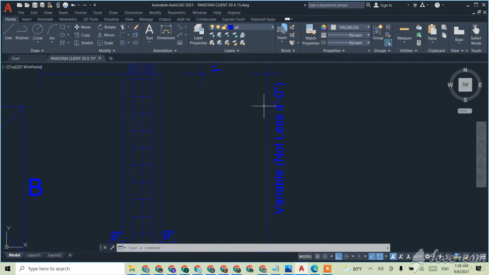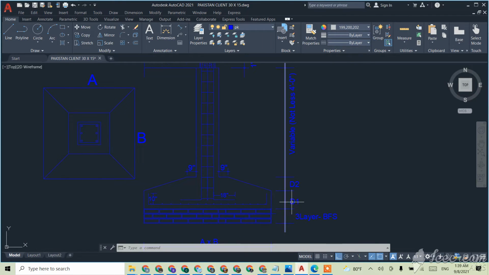Okay, so this height will be 4 feet. The variable depth, sometimes it can be more or less, because the soil test is not done by us, so we didn't make a specific, particular thickness or depth of it. And so the total length for the foundation height will be 4 feet.